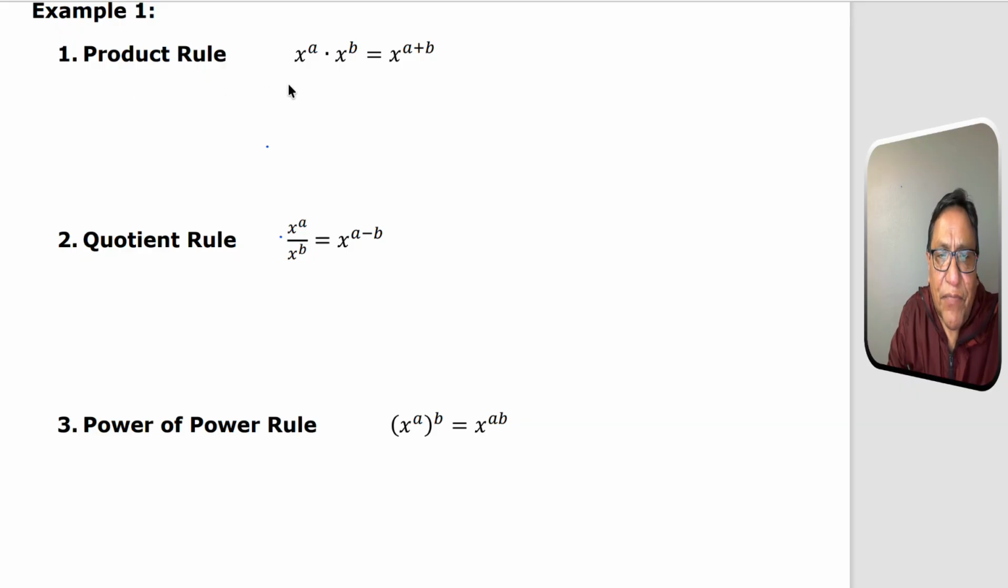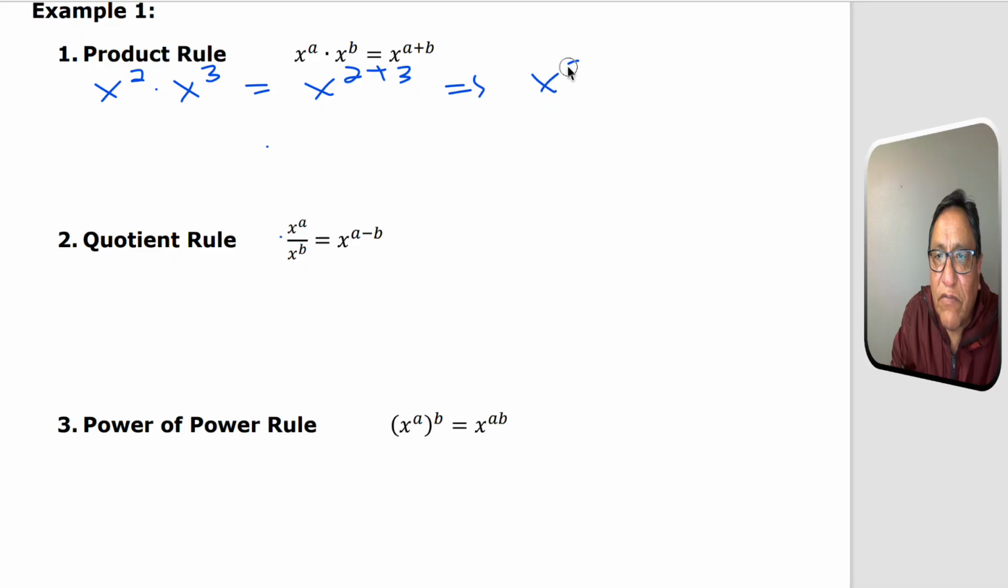Okay, so let's see. The product rule says if you have x to the power a times x to the power b, it is the same as x to the power a plus b. In other words, if you have x to the power 2 times x to the power 3, for example, this will be equal to x to the power 2 plus 3, which is the same as x to the power 5.